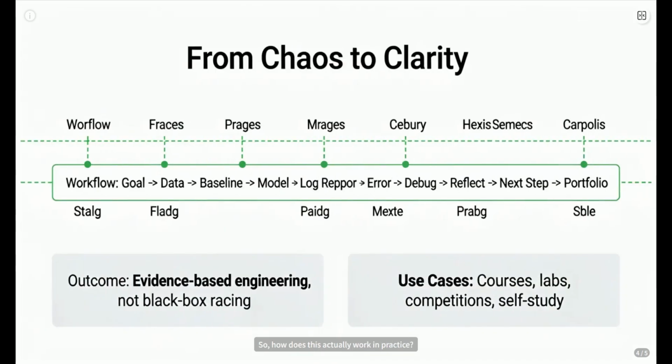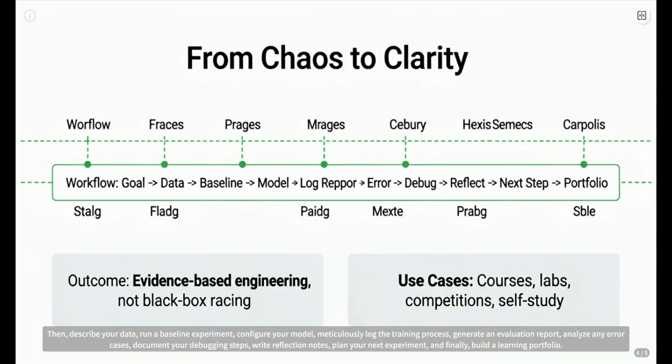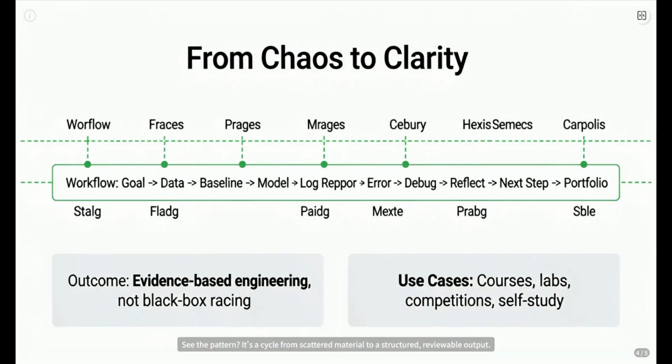So how does this actually work in practice? Imagine a typical workflow. You start with a clear learning goal. Then, describe your data, run a baseline experiment, configure your model, meticulously log the training process, generate an evaluation report, analyze any error cases, document your debugging steps, write reflection notes, plan your next experiment, and finally, build a learning portfolio. See the pattern? It's a cycle from scattered material to a structured, reviewable output.